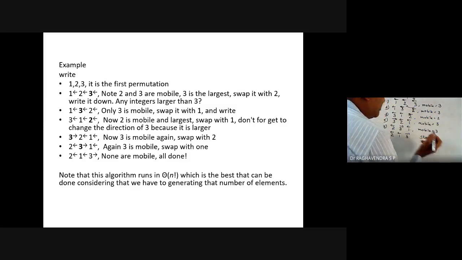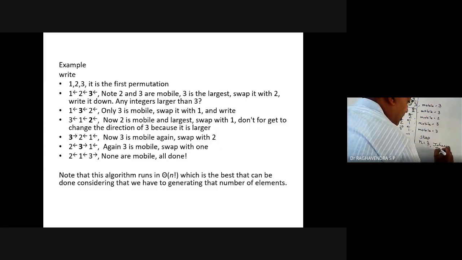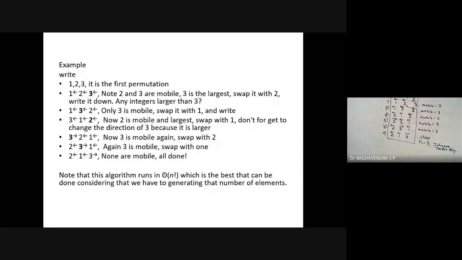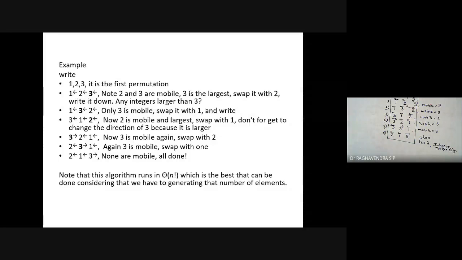Okay. So now whatever numbers we have generated here, these numbers will be taken as the different permutations of numbers for n equal to 3 using the Johnson-Trotter algorithm. Okay. Got it? Yes, sir. You can also do the same thing for 4 numbers also.